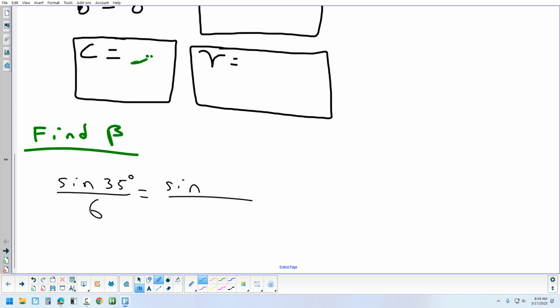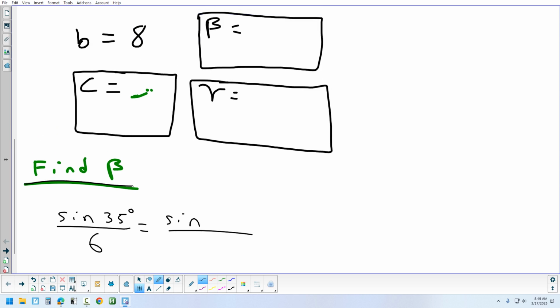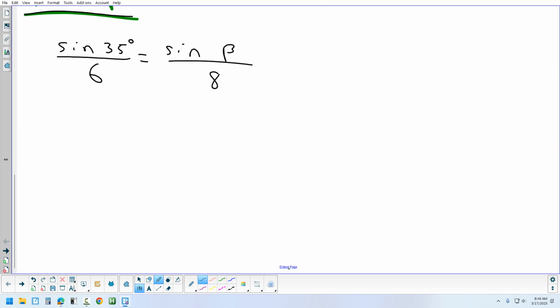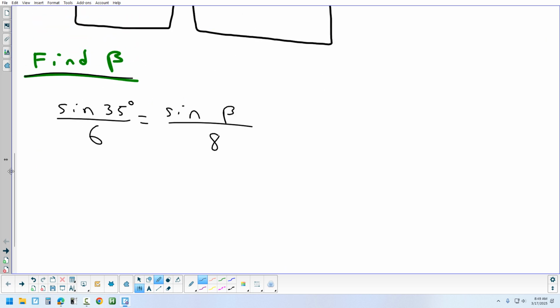And what's going to go on the right if we're finding beta? Sine beta over 8. Yep. And to get sine beta by itself, what are we going to do on each side? Yep. Cross multiply. Well, you could cross multiply, but that's actually going to give you an extra step. Because we want to get sine beta by itself, and if you cross multiply, you're going to be putting the 6 next to it, and we're going to have to get rid of the 6 after. Yep. Multiply both sides by 8. I would just multiply both sides by 8 and save yourself a step.